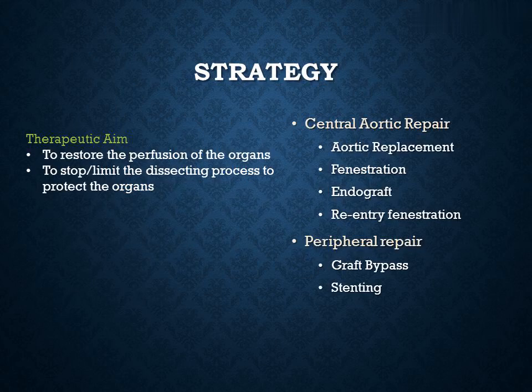Strategy: central aortic repair, peripheral repair, aortic replacement. Fenestration, endograft, re-entry fenestration. Peripheral repair: graft bypass, stenting. Therapeutic aim: to restore the perfusion of the organs, and to stop or limit the dissecting process to protect the organs.